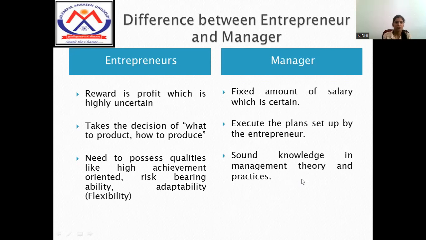But an entrepreneur should have the qualities of being highly achievement oriented. He should have risk-bearing ability. He should be more flexible in the market as well.